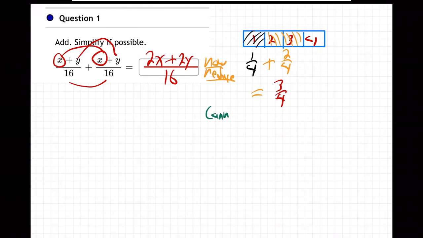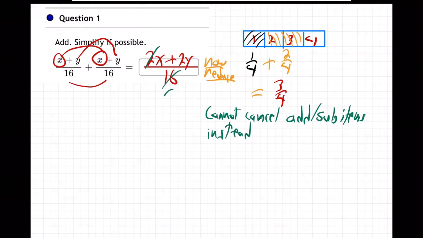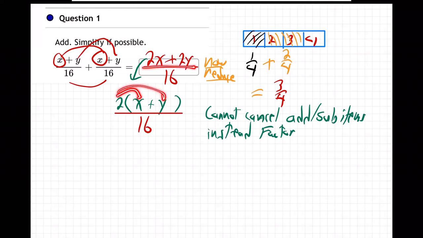So let me write that. We cannot cancel added, subtracted items. So what do we do instead? Instead of coming in here and going 2 goes into 16 8 times, that's wrong. It's just not true. You cannot cancel added, subtracted items. Instead, we factor, meaning we take the top and we take out the 2, don't we? And it leaves x plus y. You with me? Because that 2 could distribute back, be 2x and 2y, right?